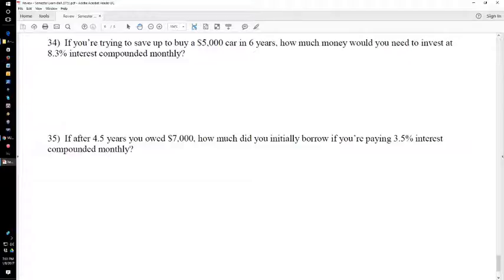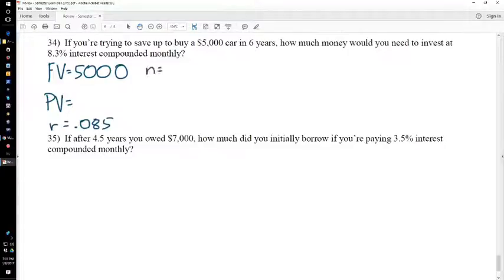So, we want a $5,000 car. So, my future value, oh wow, interesting, I did that in boxes. So, I want a future value of $5,000. They want to know how much do I need to invest to make that work. So my rate is 0.085. Remember, use it as a decimal. My n, again, is monthly, so 12. And my time is 6, because it's 6 years. And we'll fill everything in.